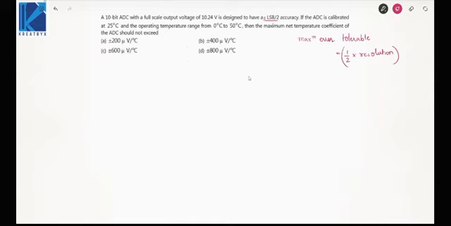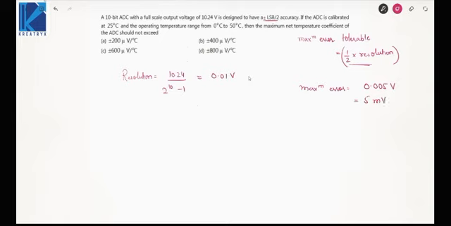Now, due to temperature, if the voltage of the ADC is changing, then we will get an error. And how much error can we tolerate? Half into resolution. So first let us find out the resolution. Resolution is full scale value by 2 to the power n minus 1. It is approximately 0.01 volt. So what is the maximum error that can be tolerated? 0.005 volt, or you can say 5 millivolt.